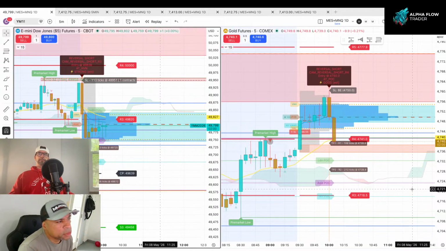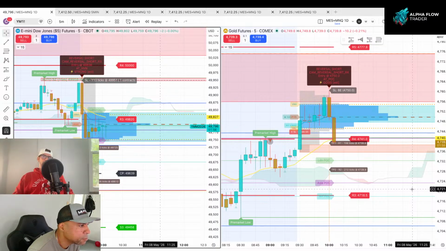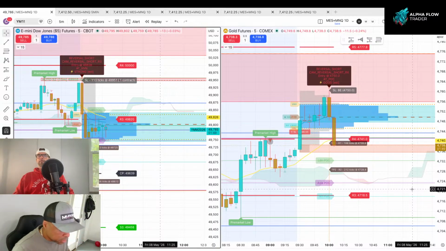I'm gonna get out there at 47.34. That's gonna be my last TP. I feel like if it gets through this 21 EMA and this low volume node here, then you're going to easily get there. But we're getting there.